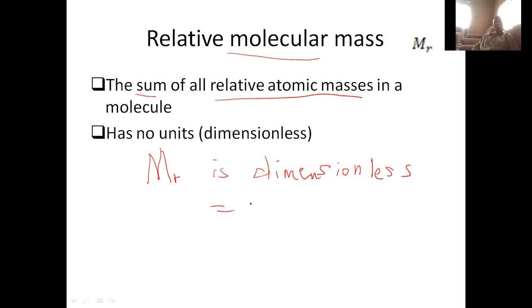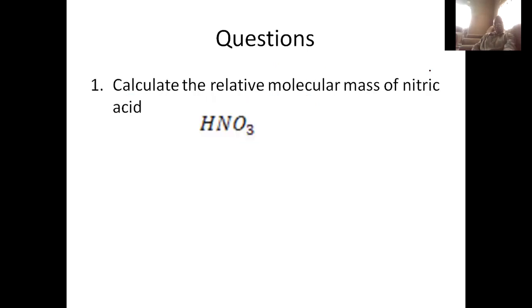Which means that it has no units. As we saw in the relative atomic mass, which has no units. So similarly, the relative molecular mass has no units, and it is denoted by M with a subscript R, denoting that this is the molecular mass. And now we'll go straight and see how we can calculate the relative molecular mass.